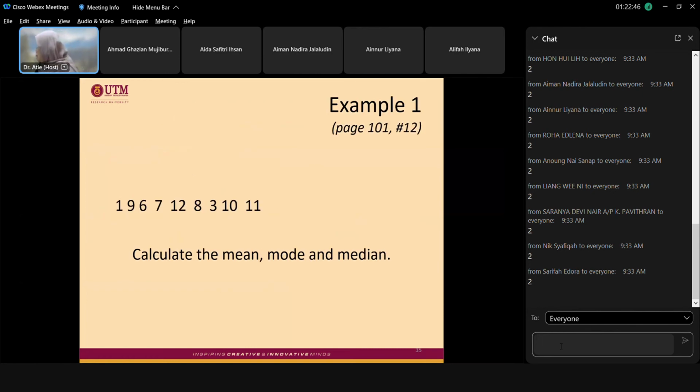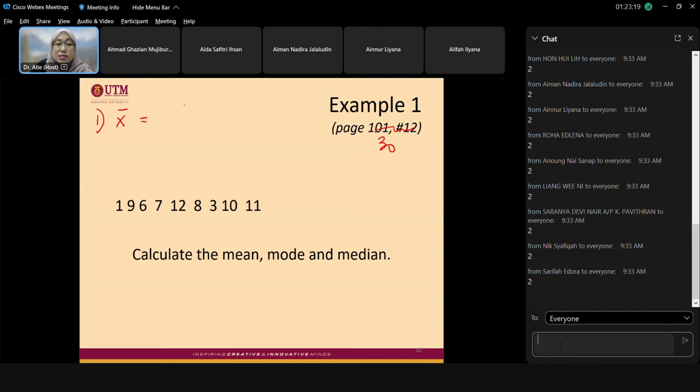So this one is on page 30, right? Okay, so what we're going to do, we need to calculate the mean. The first thing is the mean, and then we need to calculate the mode and also the median. Okay, so let's do this one.